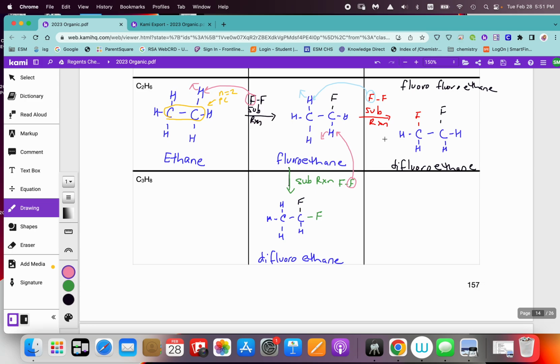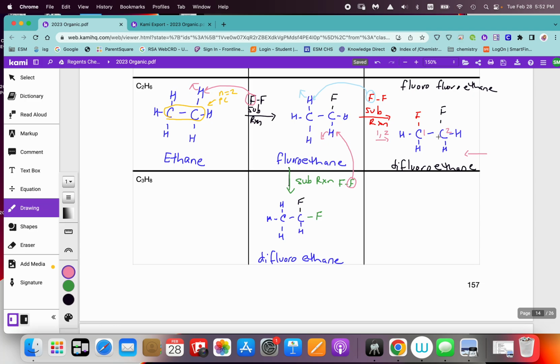We go to our structure and we look at it left to right, and you number your carbons left to right. So here is carbon 1 and here is carbon 2. So left to right, red fluorine is on carbon 1, black fluorine is on carbon 2. You also need to renumber this from the right back to the left.